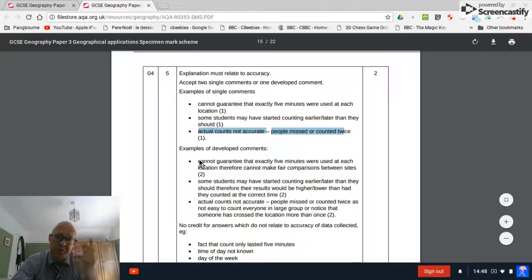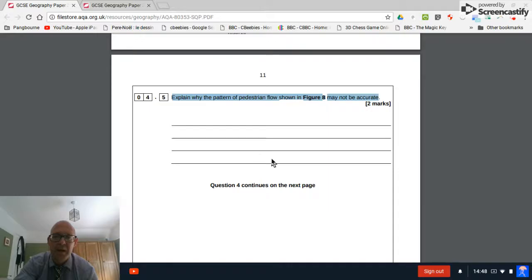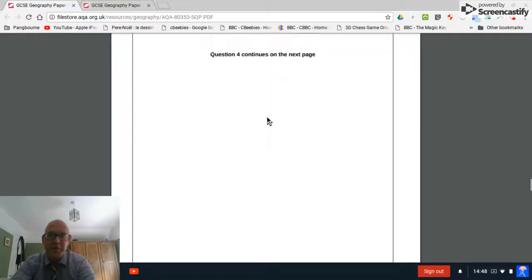Here's an example or set of examples, but again, look for yourself at the mark scheme for a developed answer. Cannot guarantee that exactly 5 minutes were used at each site, therefore cannot make a fair comparison. And that link sentence, an examiner is trained to think that's a 1 plus 1. That's a developed point. You're trying to go for those, what I call arrows. Therefore, this means that. This will result in. Nice and straightforward. Okay, so that's question 4.5.